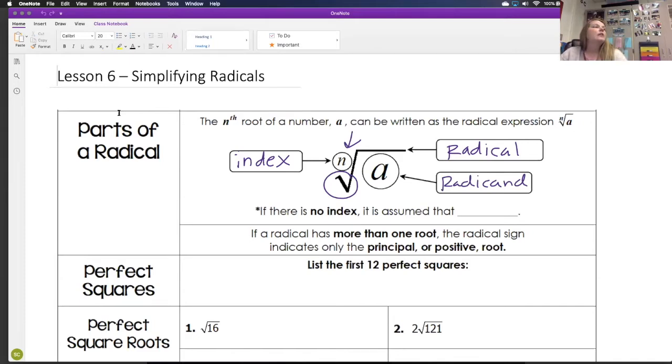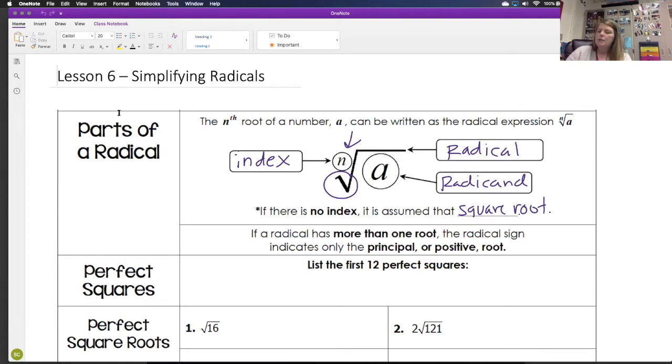So again, if there is no little number, no index, we assume that it is a square root. Just like when you have an x with no coefficient, you assume that coefficient is 1. When there is no index, we assume that it is a square root. So let's list the first 12 perfect squares.